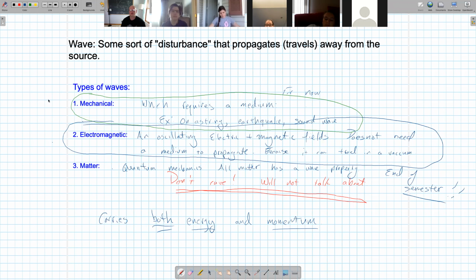So what do you think? How do I know a wave carries energy and momentum? Since it's in motion, it has kinetic energy. Okay, well, how do I know it has kinetic energy? It has a velocity. We can calculate that by the frequency.